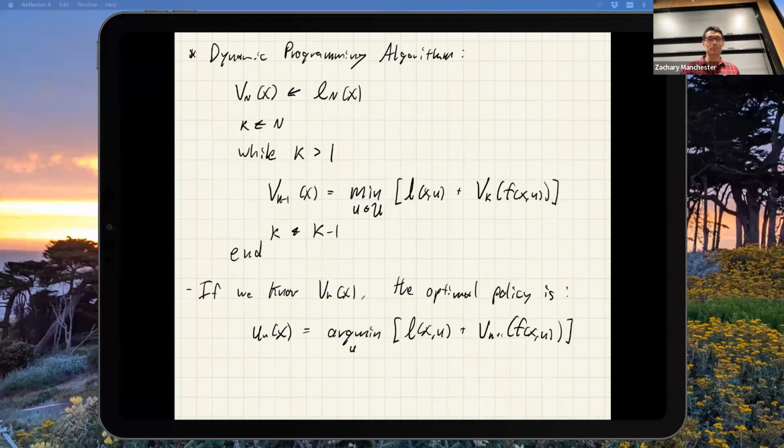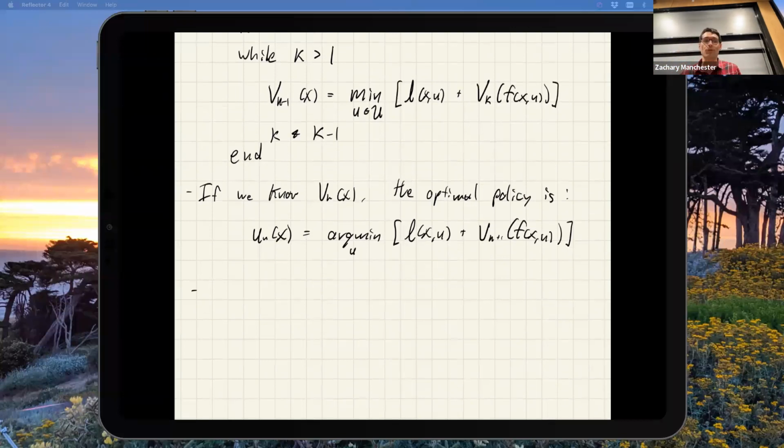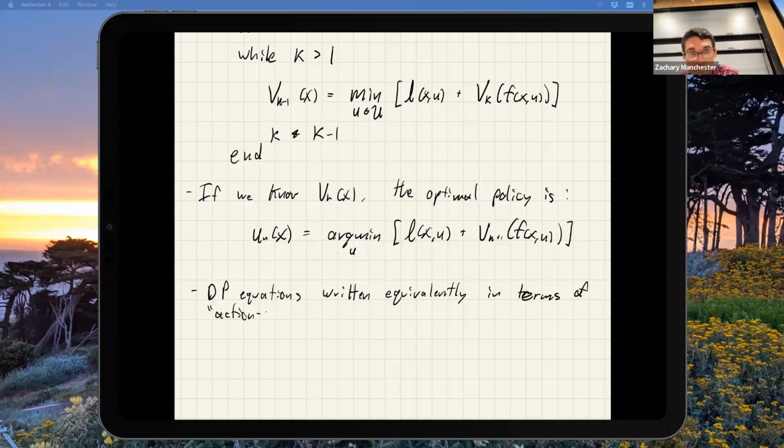But here's where, okay, so this is good to know. There's one other little thing we should talk about, which if you're an RL person, you will know about. So I can equivalently write this stuff in terms of this other thing called the action value function, or also called the Q function. Who's heard of this? Okay, only about half of you.